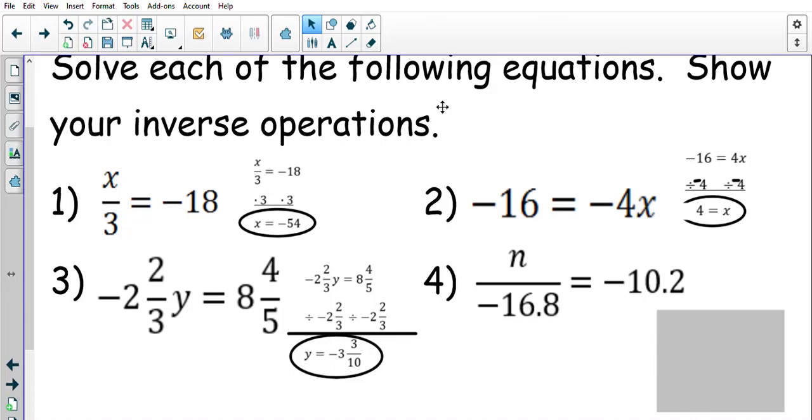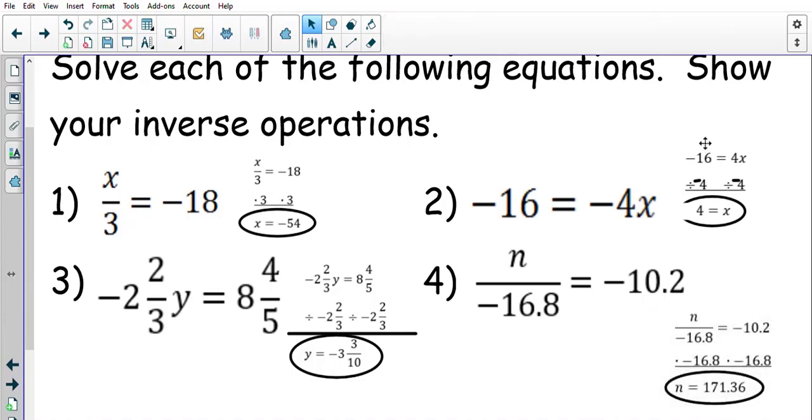All right, last one. What we're doing to the variable n here is we're dividing by -16.8. So the inverse of that is to multiply both sides by -16.8. So in your calculators, you're going to do -10.2 times -16.8, and that should get us 171.36.